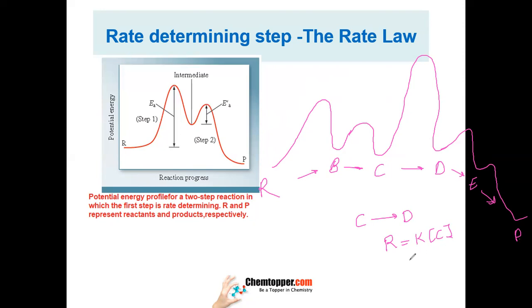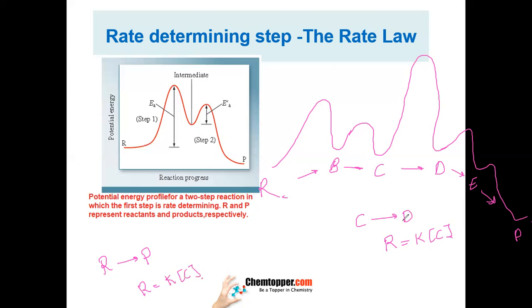So what's the rate law for the overall step? Overall step is reactant to product. You add all of them, they all cancelled out. So what's the rate law? Rate equals K times concentration of C.